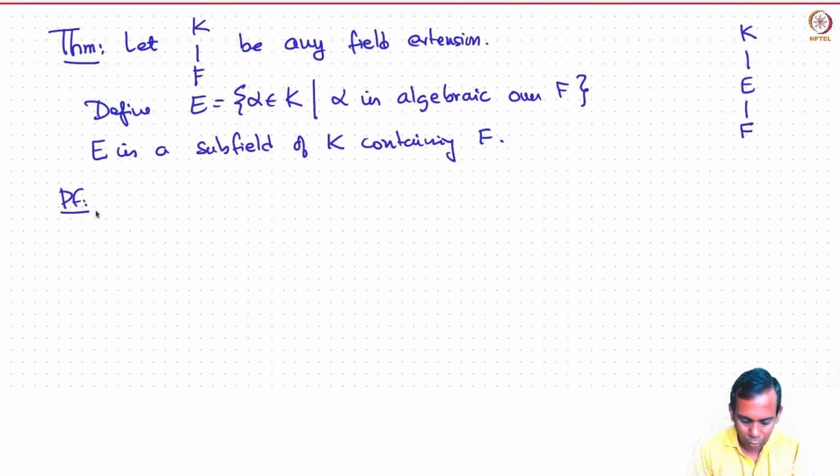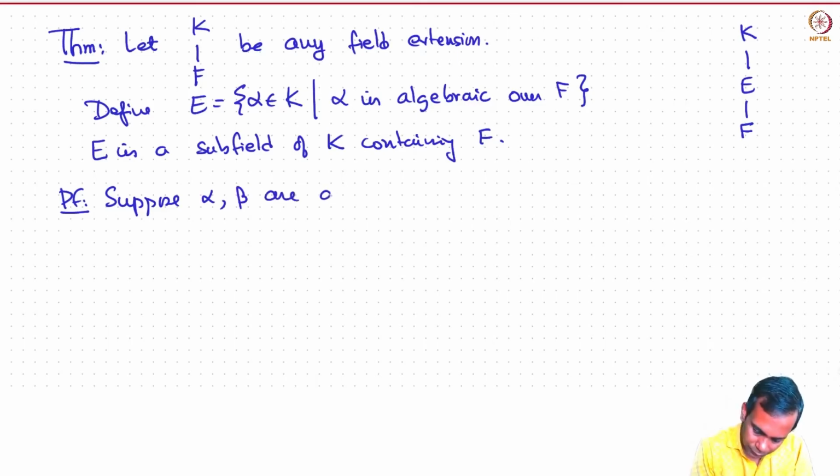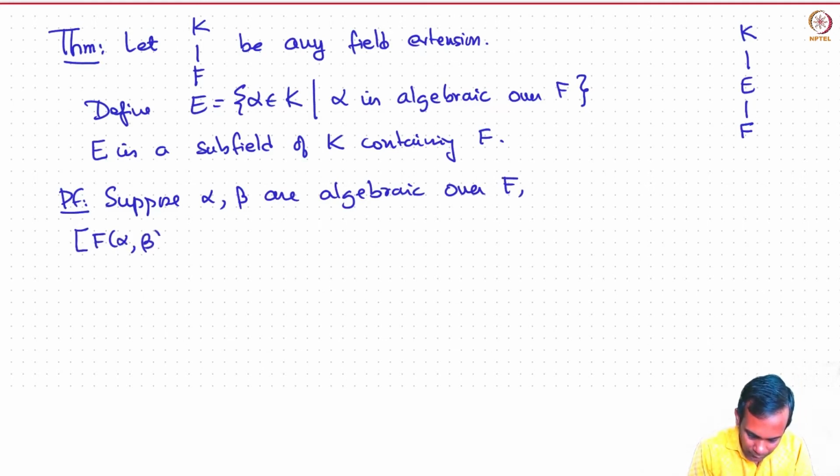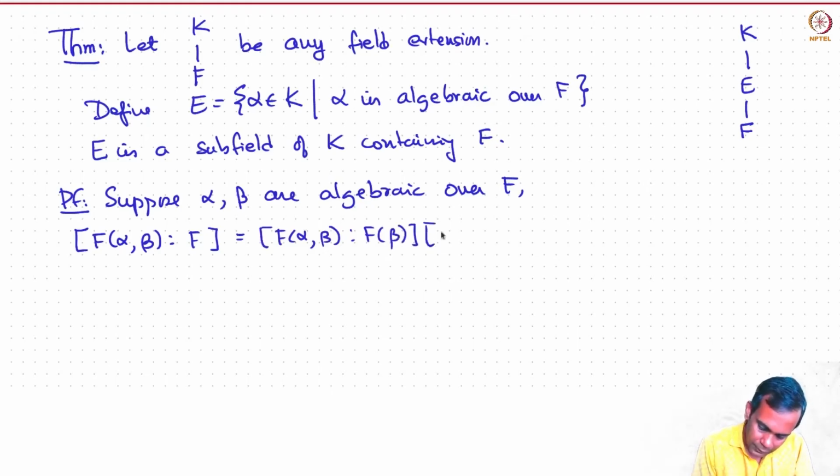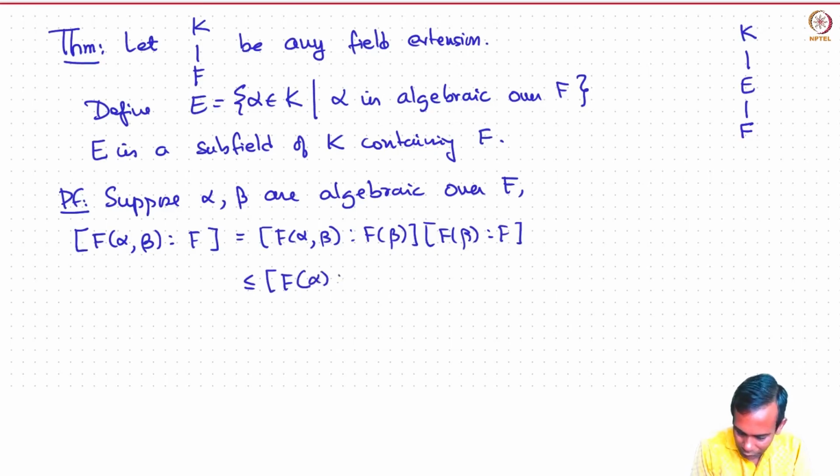The proof is not very difficult. So suppose alpha and beta are algebraic over F, then we can try to upper bound the degree of the field generated by alpha and beta over F. Well, by the Tower theorem, this is the degree of F(alpha, beta) over F(beta) times the degree of F(beta) over F. But this F(alpha, beta) over F(beta), its degree is less than or equal to the degree of F(alpha) over F.